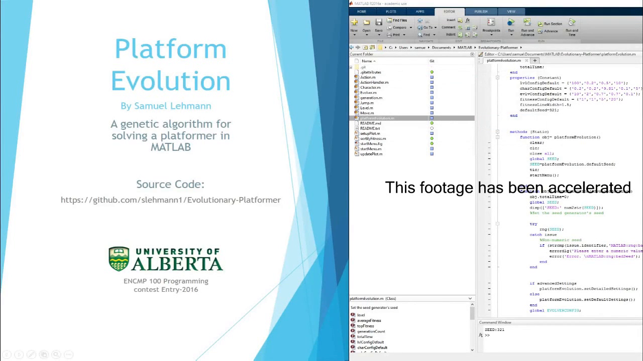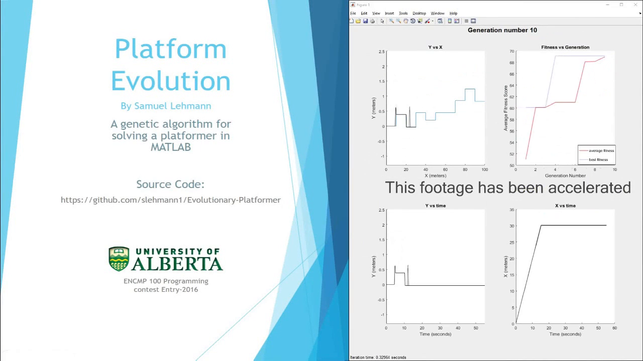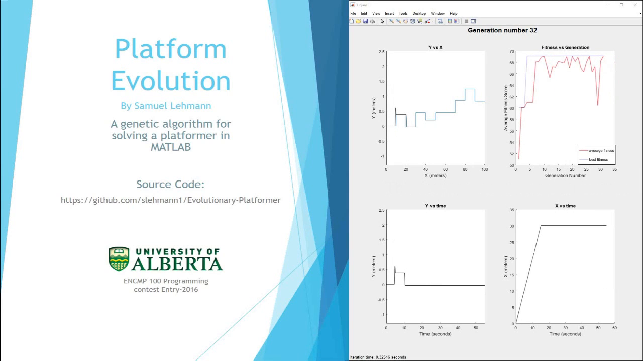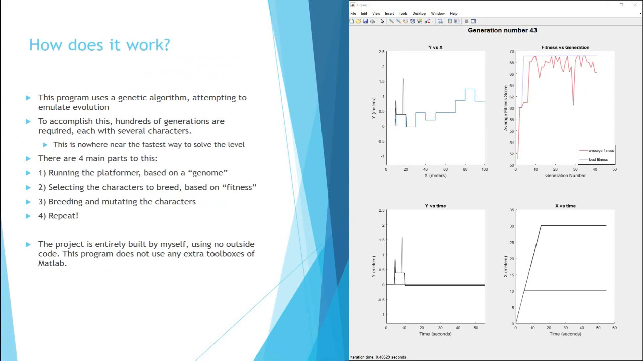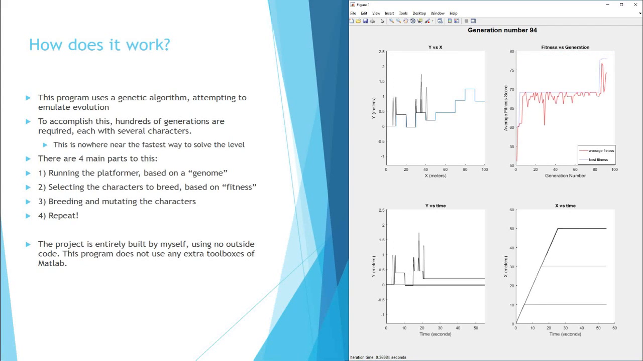This is an entry for the ENCMP 100 programming contest, and my entry is a genetic algorithm for solving a platformer made in MATLAB. On the side of your screen you should be able to see the program actually executing, but what does it do? It attempts to emulate evolution to solve a platformer by using a genetic algorithm.